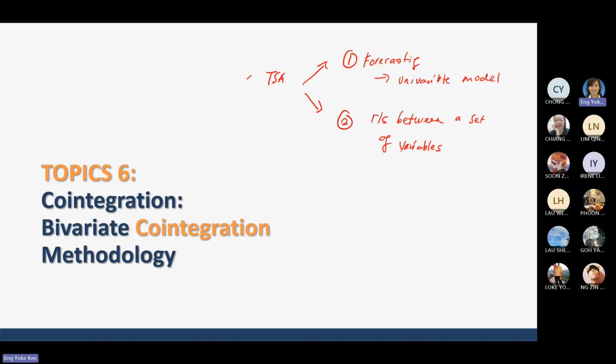So we would like to quantify the relationship between sets of variables. In this case, we have 2 choices. So we start with a model that tries to relate a variable y with a set of independent variables. So we would like to quantify the relationship between two or more than 2 variables. So this is what we are going to do.